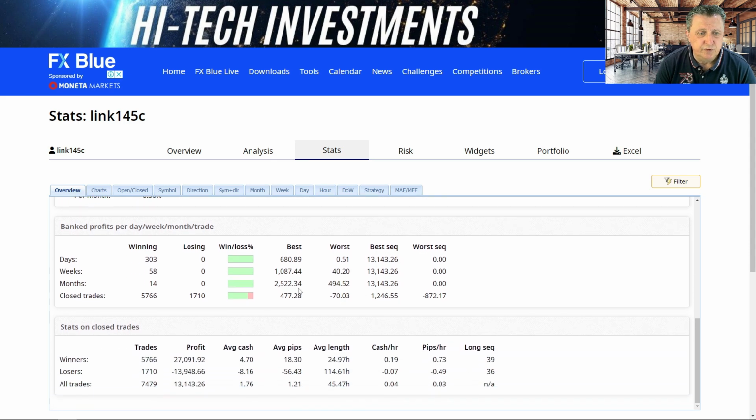And then if we go further down, you can also see days of winning. We had 303 days of winning, no losing days in here. We have 58 winning weeks and 14 winning months at the end of the day, with closed trades of 5,766. So obviously quite well done all the way through. Obviously you will notice that we have 303 winning days. So you say, okay, but we have actually had this one running for more than 400. What's the difference? Well, the difference is actually the weekend, Saturday and Sunday doesn't count in here.